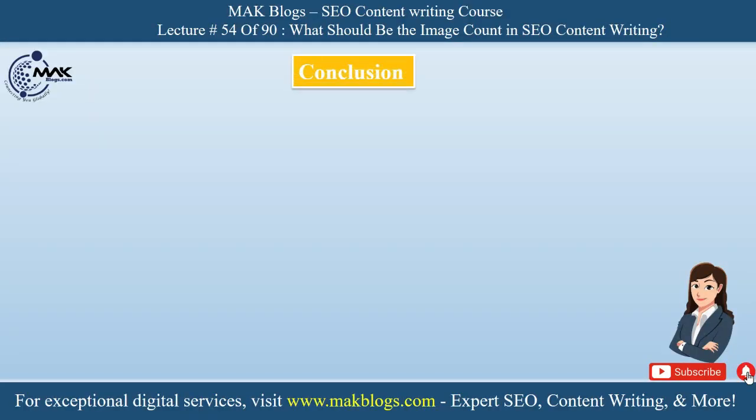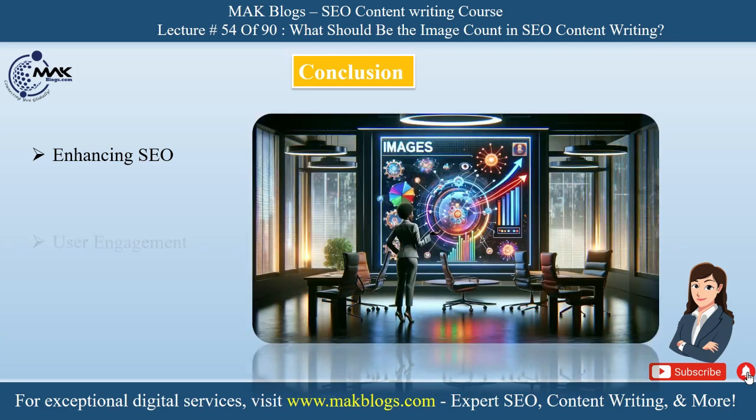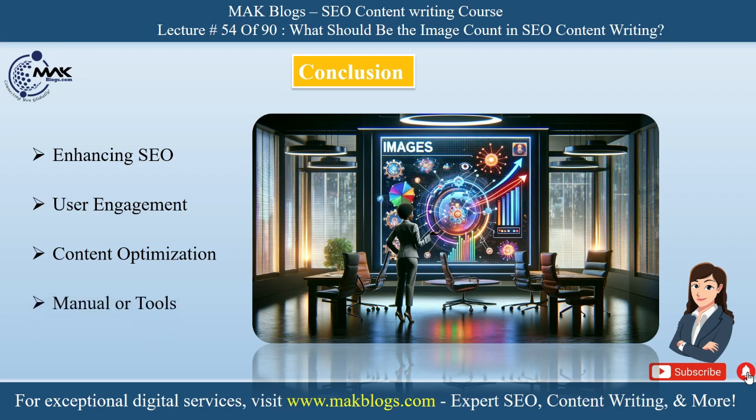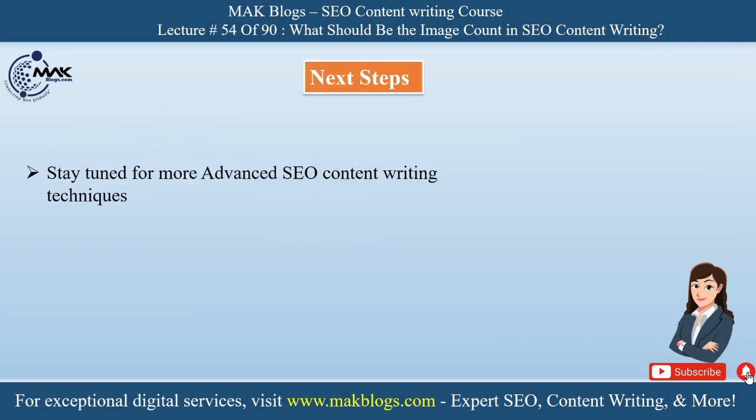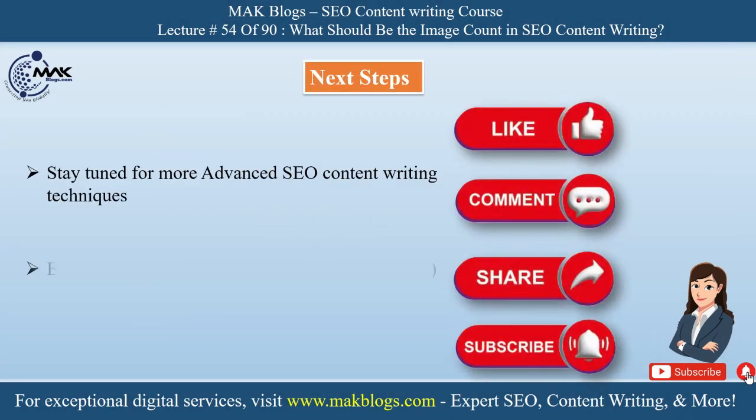So, in conclusion, we can say that determining the ideal image count in SEO content writing is a crucial step in optimizing your content for both search engines and user engagement. Whether you assess it manually or use tools like Rank Math Content AI, finding the right balance of images will enhance your content's impact. Stay tuned for our upcoming lessons where we will continue to explore advanced SEO content writing techniques.